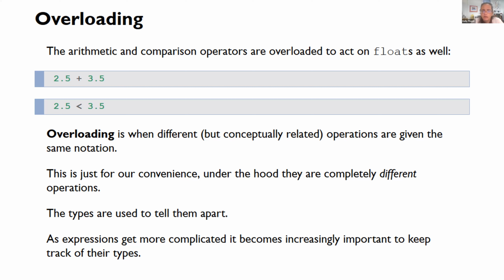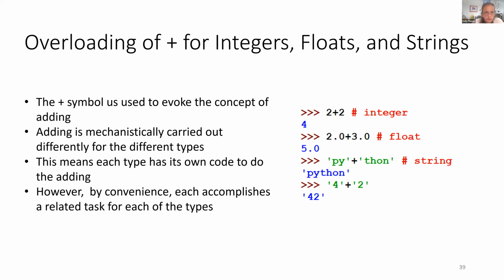Python looks to see what is the type of the input, and then it decides what operation it should do. Should it do concatenation to bring strings together for plussing, or should it be doing addition of 2 plus 2? As an expression gets more complicated, it becomes increasingly important to keep track of the types. So let's take a deeper look at this.